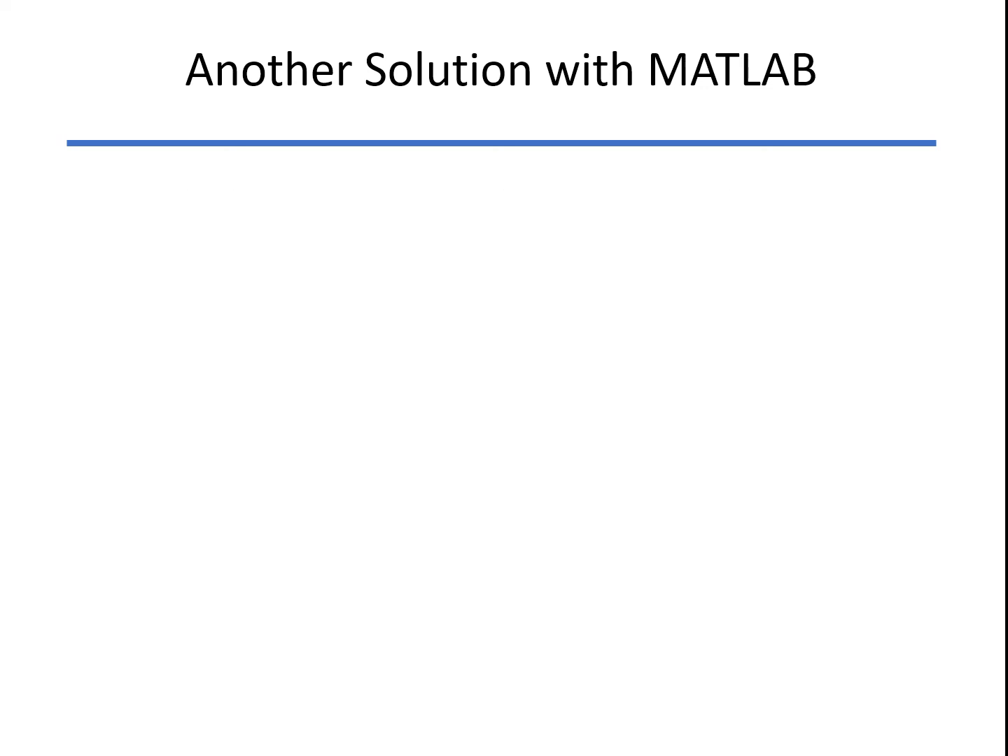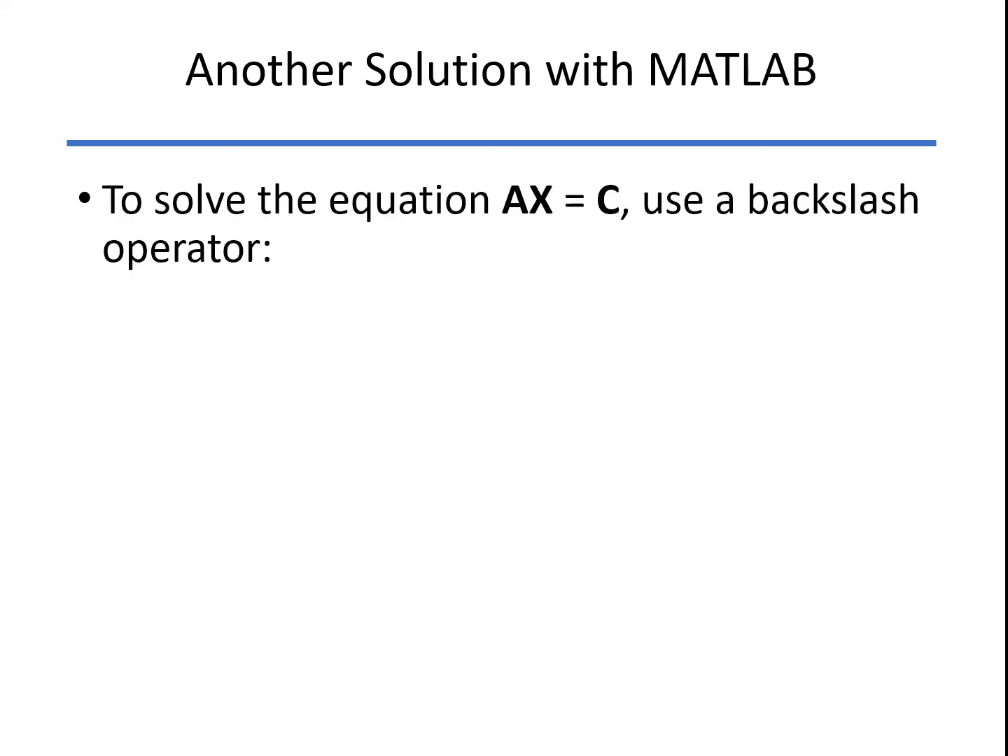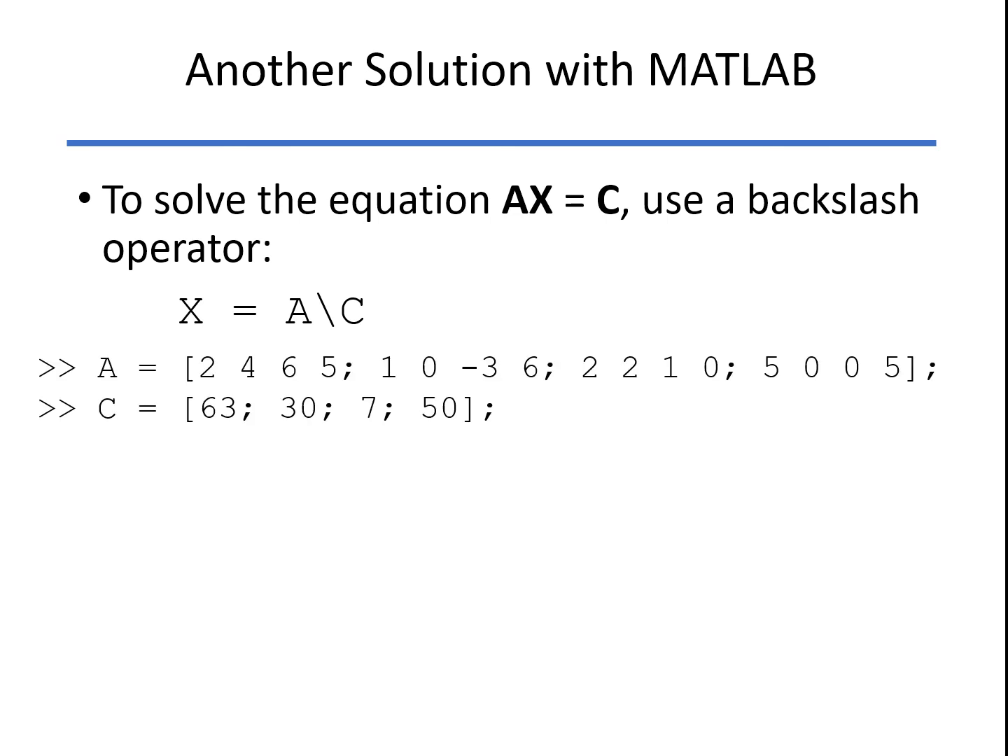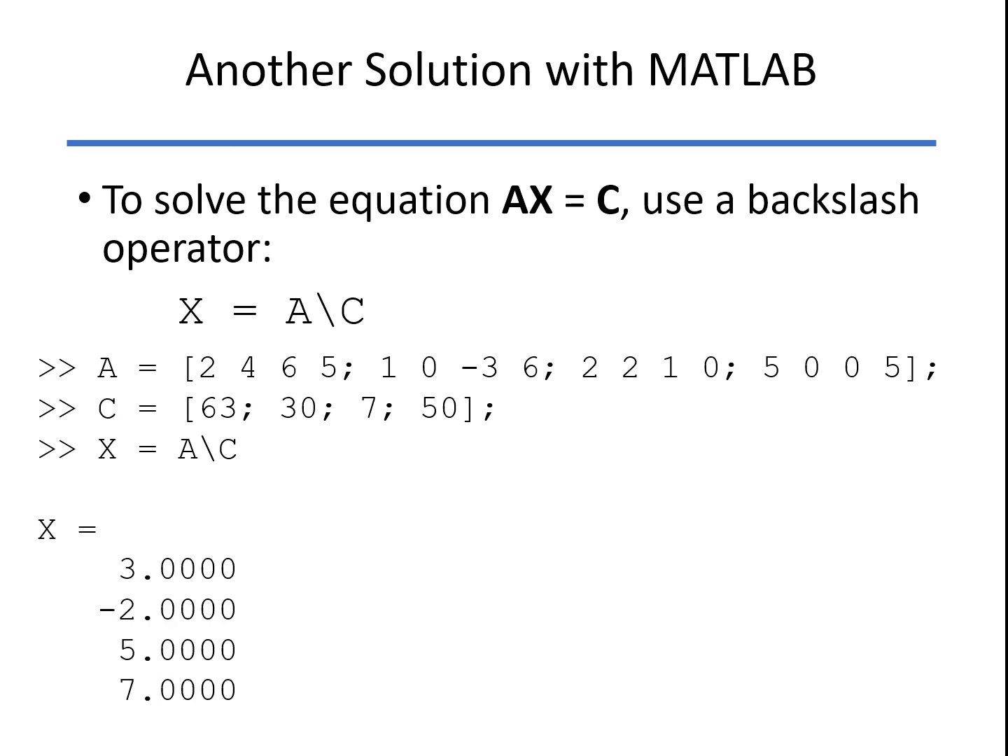But here's the way to do this with MATLAB. To solve A times x equals C, you use the backslash operator. So instead of having to say inverse of A times C, it's just A backslash C. So our previous example, there's the A matrix, there's the C matrix, and so our commands simplified a little bit, but again, for a large system of equations, definitely the way to go. A backslash C gives us the same answer.